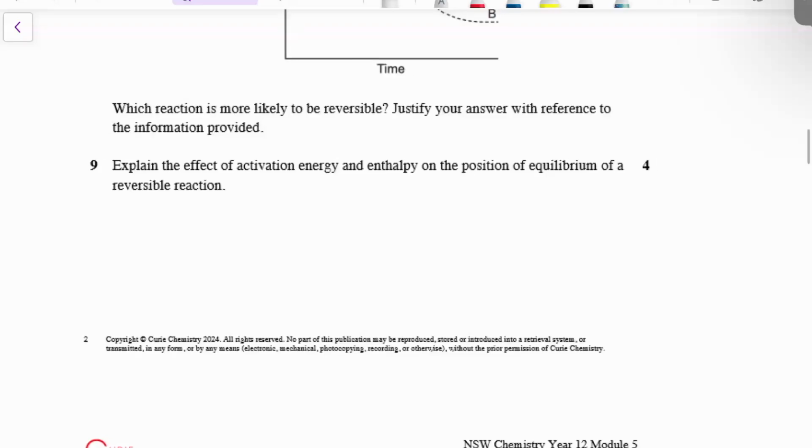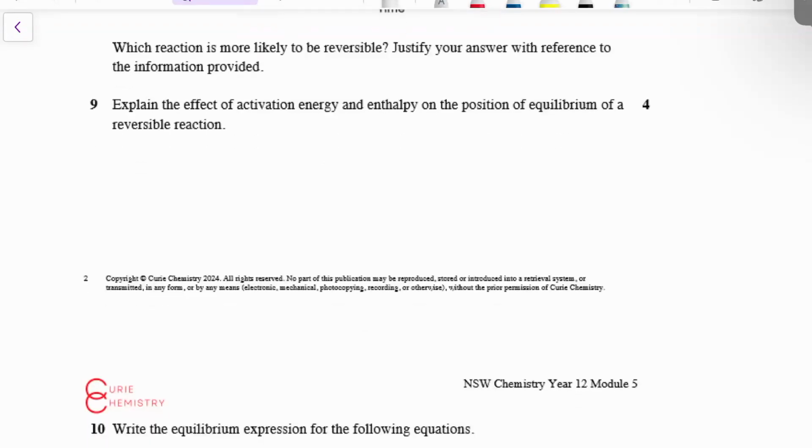Question 9 is asking you to explain the effect of activation energy and enthalpy on the position of equilibrium of a reversible reaction. So this is also one of the syllabus dot points that gets neglected a lot. And it's related a little bit to question 8. Because in question 8, we said the one where the activation energy barrier is similar is the one where it's likely to be reversible, right? And then we also said if it's going to be irreversible, then it's going to favor the reaction with the lower activation energy barrier. So that's basically what we're doing in question 9, just putting that down into words.